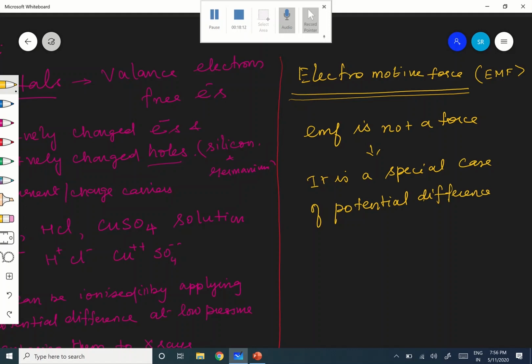You cannot say its name is electromotive force. I told you force. Why? Because it compels the charges, the current carriers, to move in a particular direction. But actually it is not a force. What is it then? It is a special case of potential difference. That is very, very important, right?